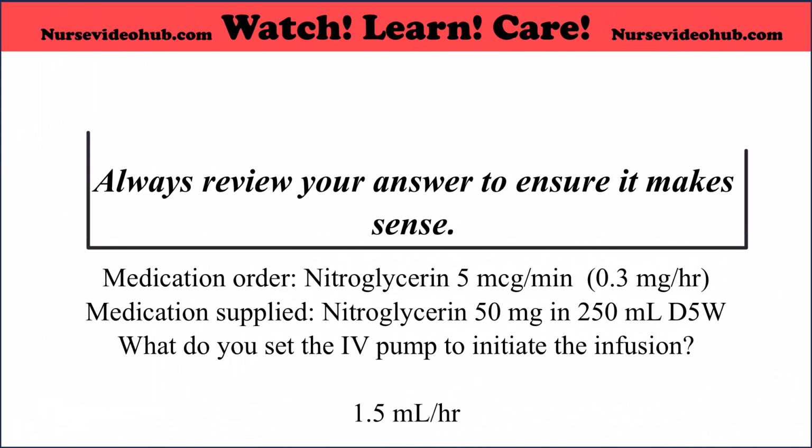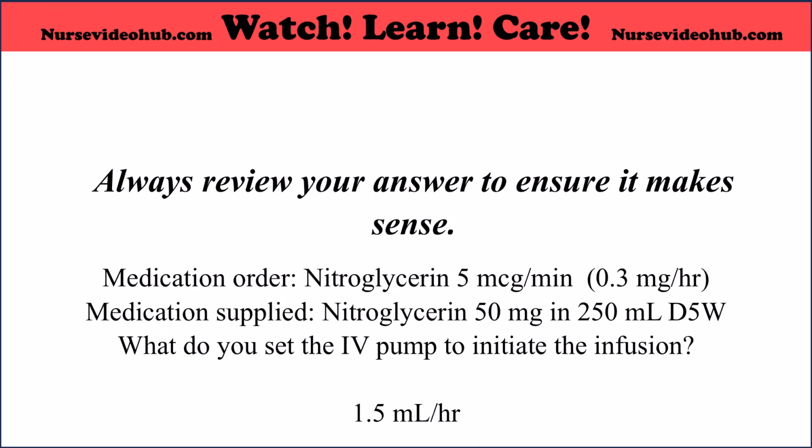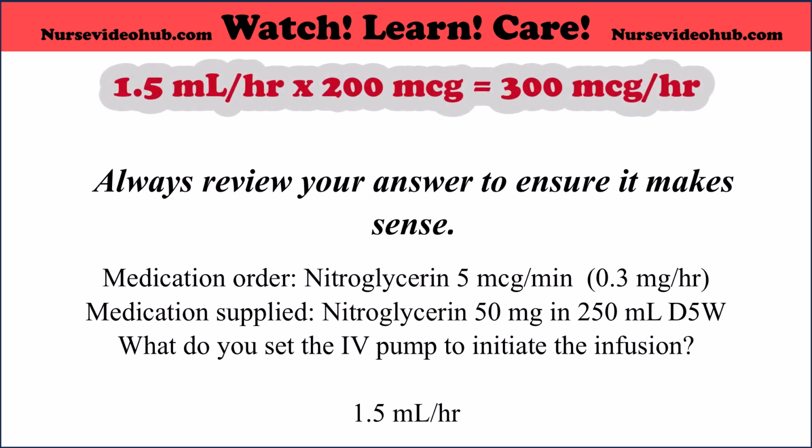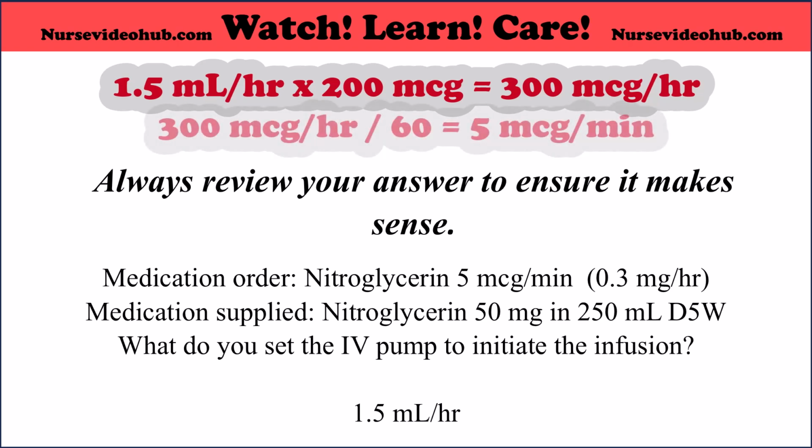Always review your answer to make sure it makes sense. The reverse method is a little more complicated. You multiply 1.5 milliliters per hour, the amount to be administered, by 200 micrograms per milliliter, the concentration available, based on 50 milligrams divided by 250 milliliters divided by 1,000. And that equals 300 micrograms per hour. But you have to convert the 300 micrograms per hour to micrograms per minute by dividing by 60 to obtain the prescribed dose of 5 micrograms per minute.